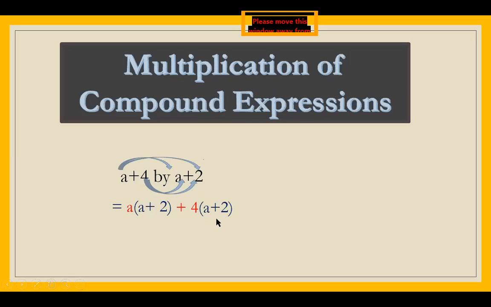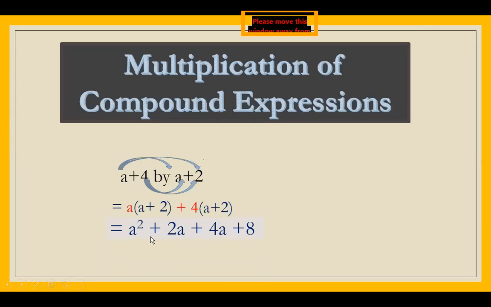Now, after getting this, you know how we multiply a with this whole bracket. a into a is a square plus a into 2 is 2a, like this. Now, what about this second bracket? 4 into a is 4a and 4 twos are 8. 4 into 2 is 8. Students, please don't forget to multiply with this 2. You have to multiply 4 with this 2 as well.